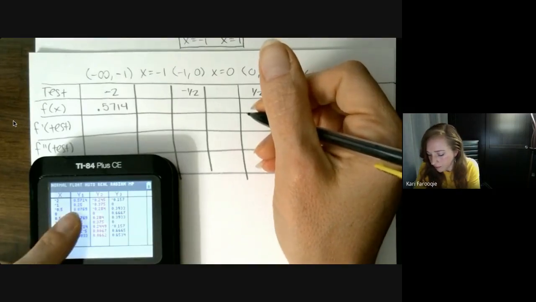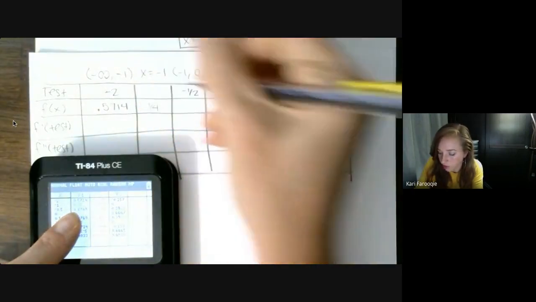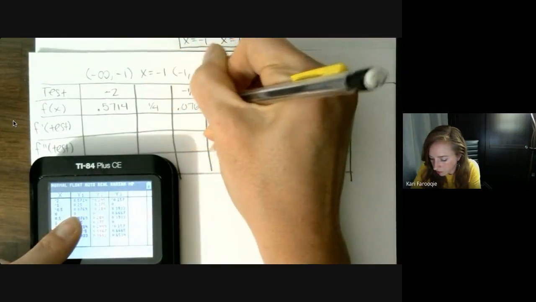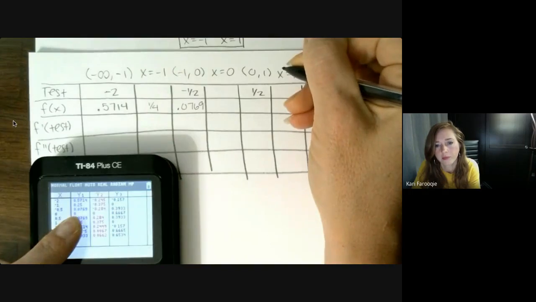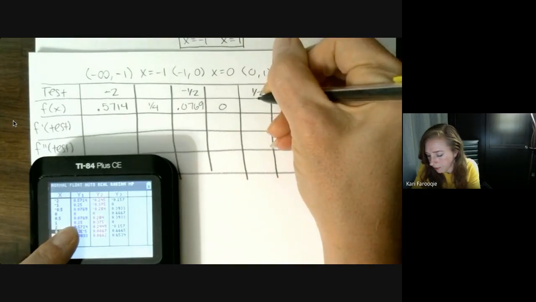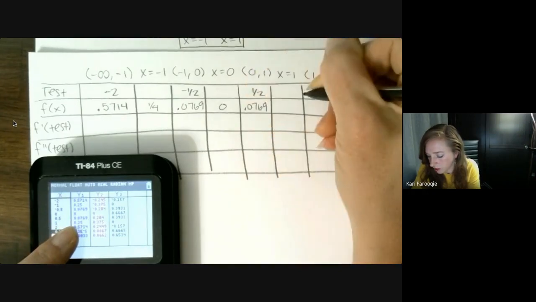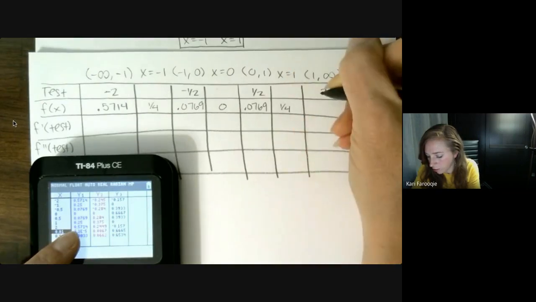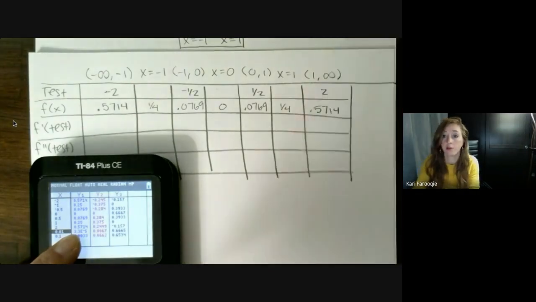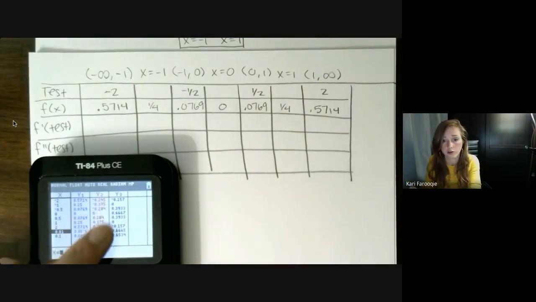At -1, f is 1/4, 0.25. At -0.5, we are at 0.0769. At 0, we have 0. At 1/2, we're at 0.0769. At 1, we are again at 1/4. And at 2, we're at 0.5714. And I'm just going to go through and do the same thing for the second and third columns and the f prime and f double prime rows in my chart, respectively.